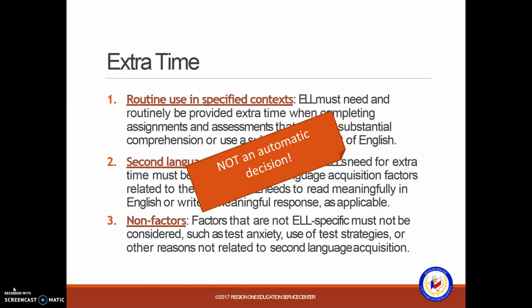Extra time. Extra time is not an automatic decision. This is something that the ELL student must be using routinely in specific content. It must be because of the second language acquisition and the need for him to understand what he's reading. Non-factors. Factors that are not ELL specific must not be considered, such as test anxiety and the use of test strategies.